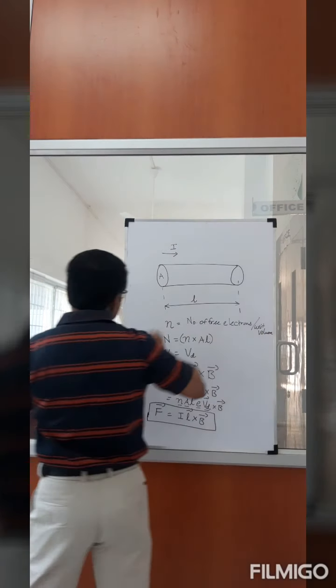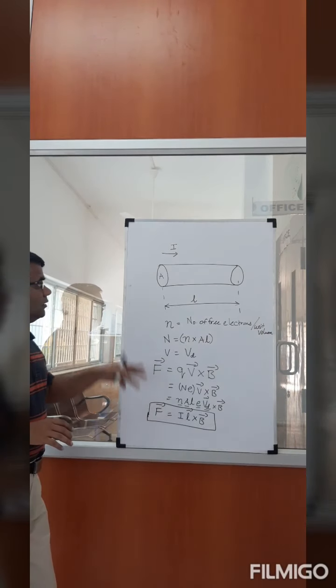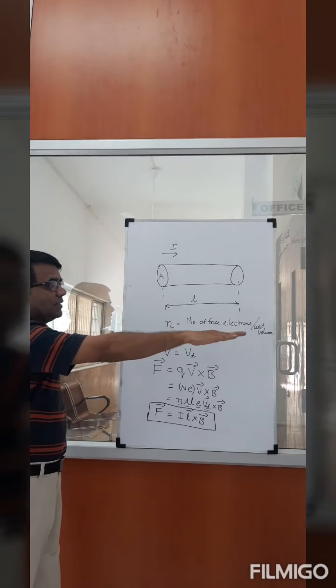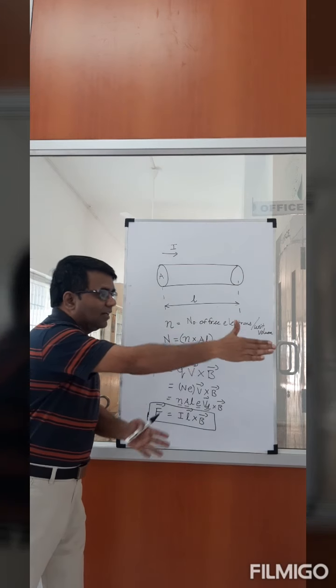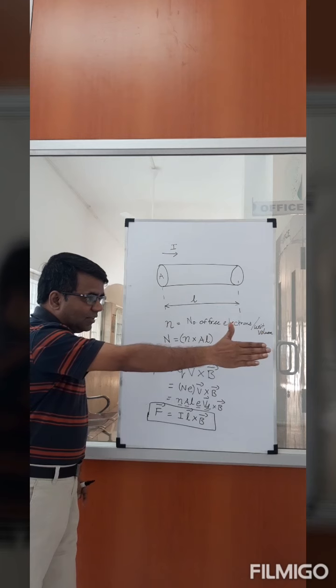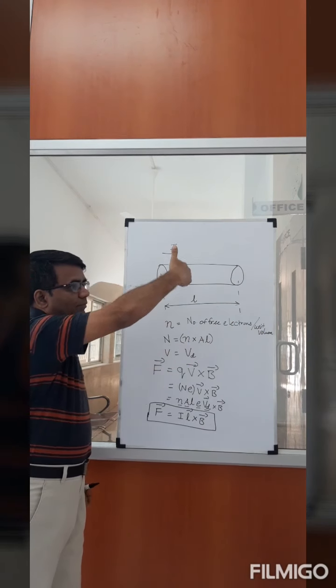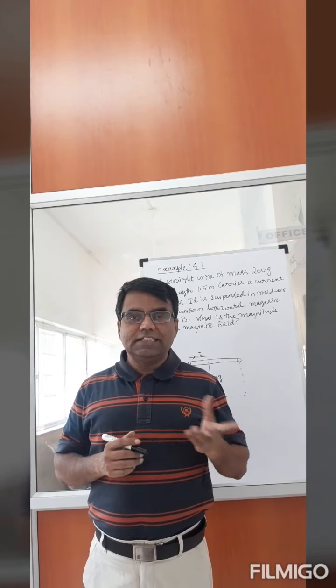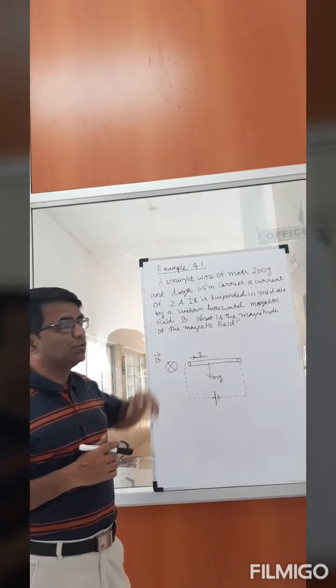Let's see if that works here. I is in this direction. He said B is in this direction. I is in this direction. So IL is in this direction. Okay? IL cross B is up. So it matches perfectly. Let's do the example problem 4.1.